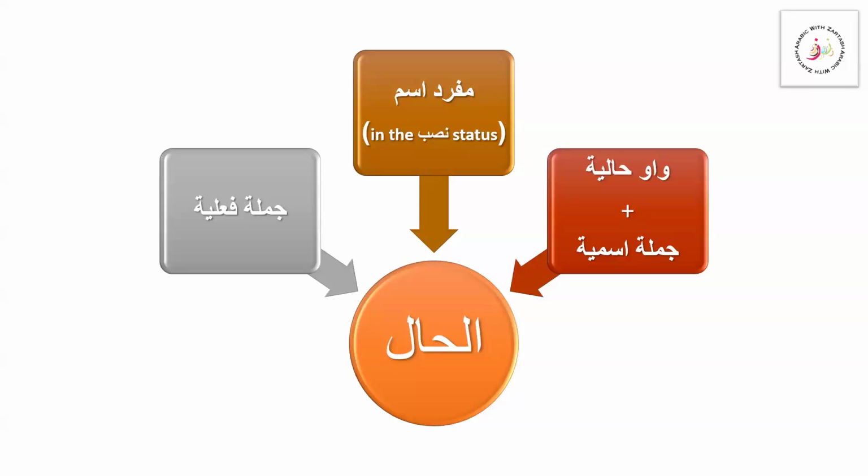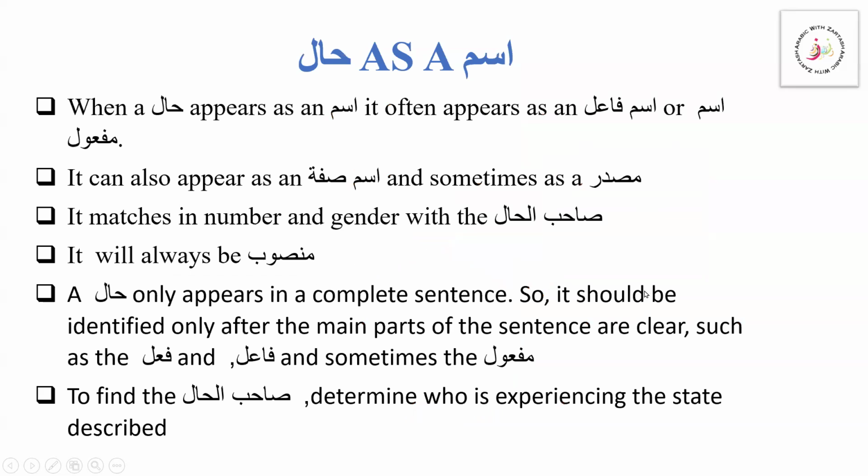So, as mentioned, that hal can be seen in one of these forms: mufrad isim in the nasab state, in the form of jumla fi'liya, and also in the form of jumla ismiya that is preceded by a waw haliya, because that waw haliya, that simple waw, is telling us the hal of that jumla ismiya. Let's continue with hal as an isim.